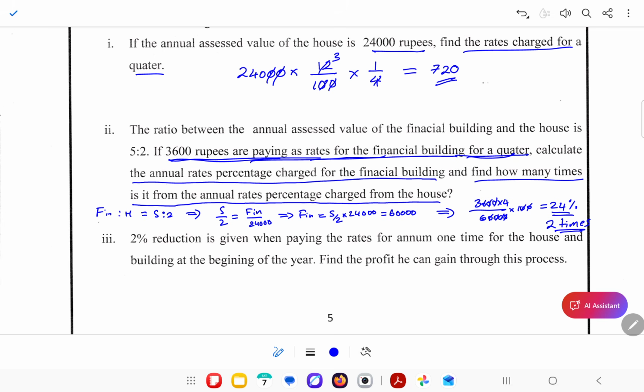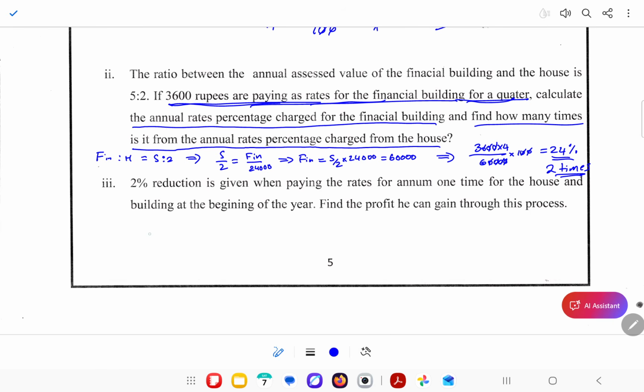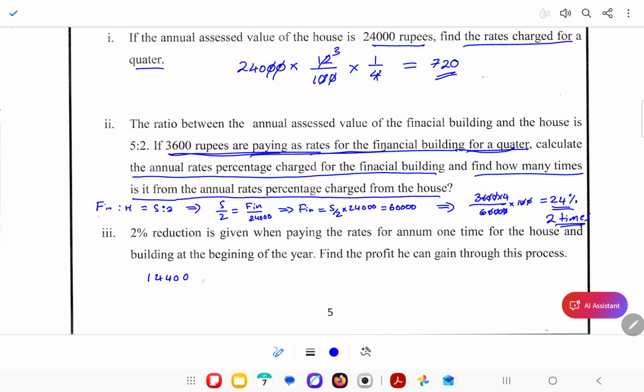Right. The next question. 2% reduction is given when paying the rates for an annum one time for the house and the building at the beginning of the year. Find the profit he can gain through this process. So total he has to pay how much? 14,400 for the building, and for the house 720 times 4, which is 2,880. So 17,280.